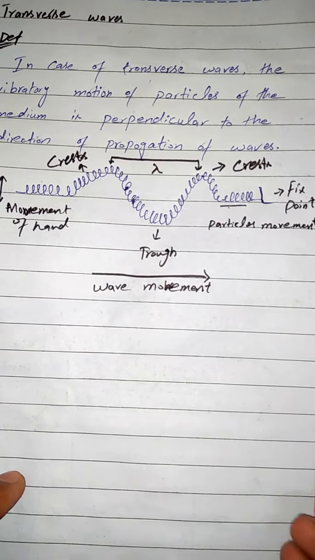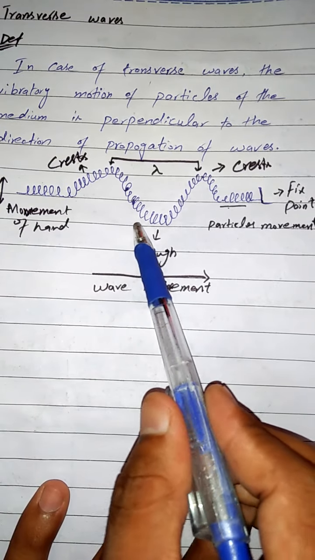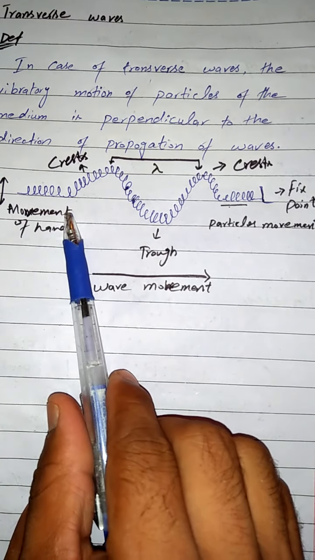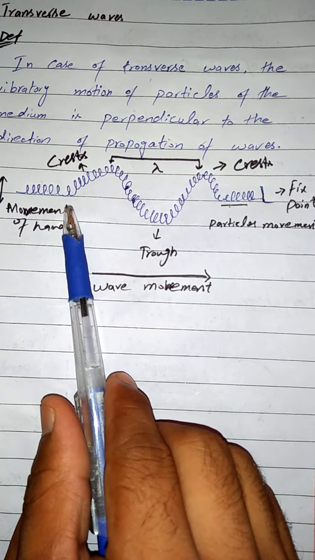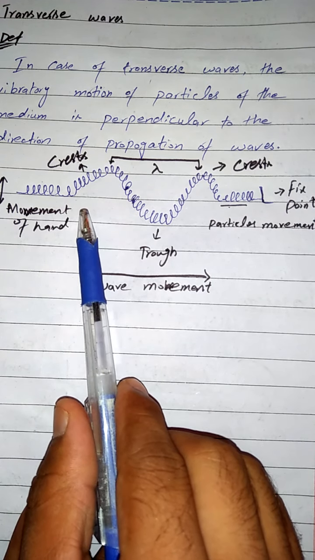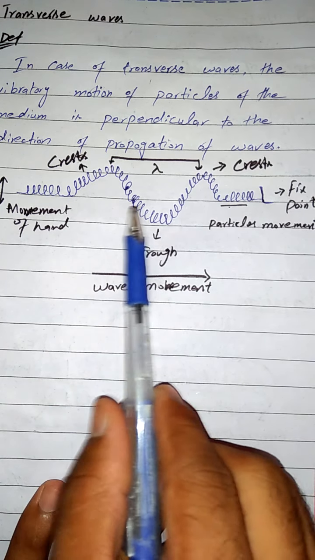We can produce transverse waves with the help of a slinky stretched out along a smooth floor with one end fixed. This is the definition, and here is the spring slinky. Grab the other end of the slinky and move it up and down quickly. A wave in the form of alternate crests and troughs will start traveling towards the fixed point.